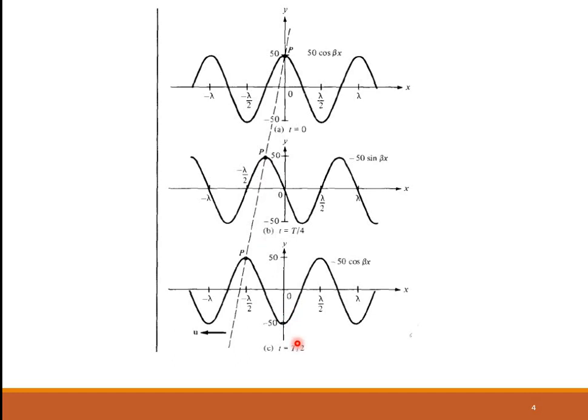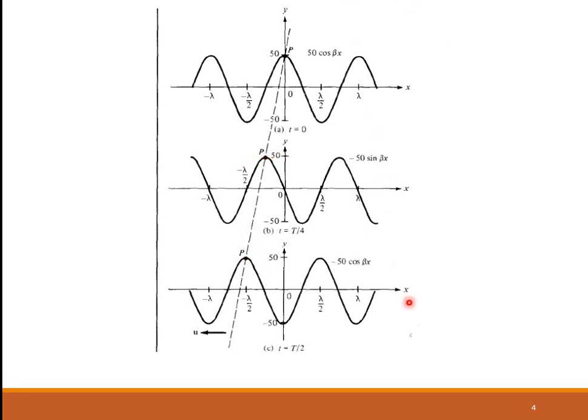Now in the third case, what happens? Again, I need minus 50 cos beta x. So it is the reverse of the first one and minus 50 comes over here. So how do I get that? From here, this point, I have to bring it here so that it coincides with minus 50. This point is brought here. That is how I get this third waveform. So what happens to this point P? That is going to further shift to the left.